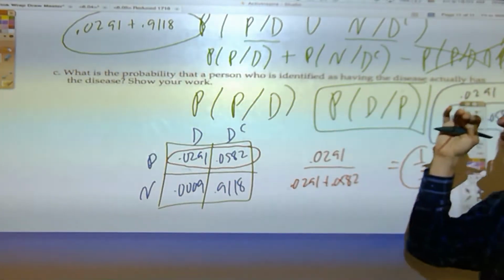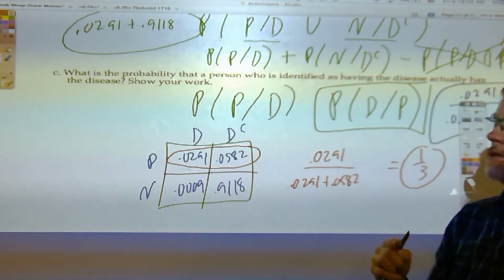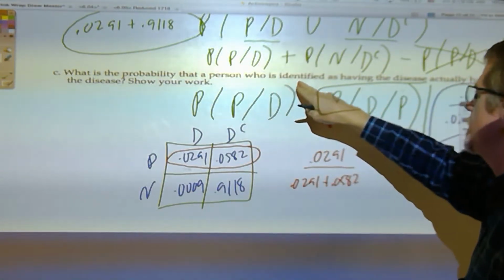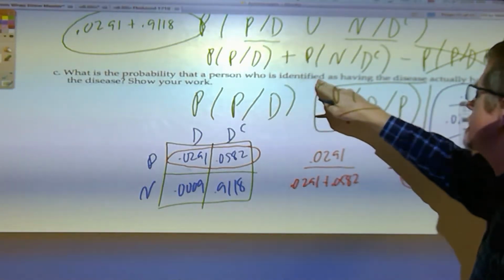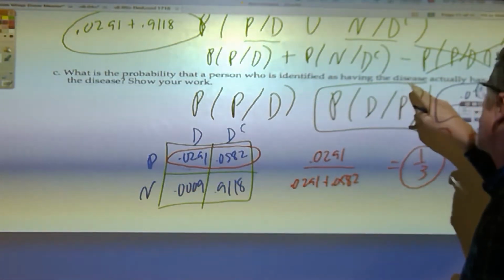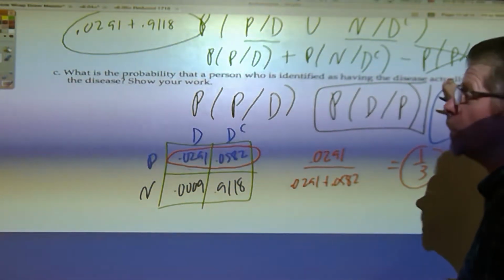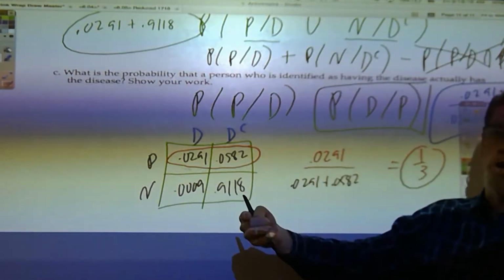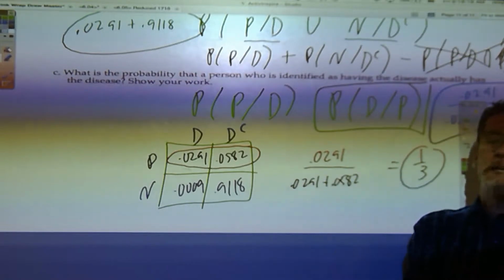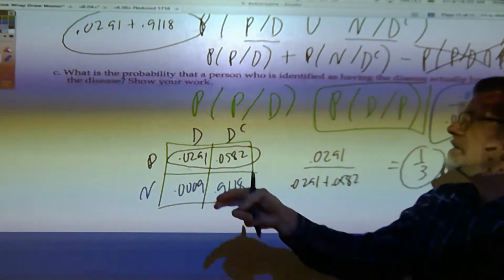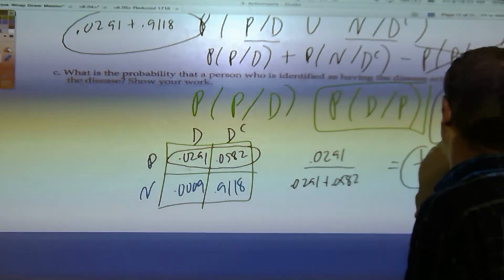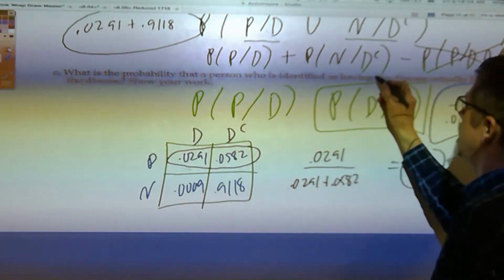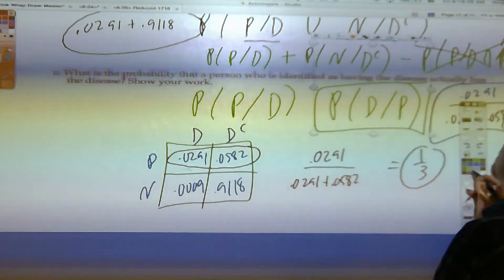Ask yourself, what do we know happened? We know the person has been identified as having the disease. What's the probability that they actually have the disease? Do we know whether they actually have the disease? No, we don't. The only thing we know is what the test tells us. And the test tells us that you have been identified as having the disease. That's the fancy way of saying we know for sure this person got a positive test result.